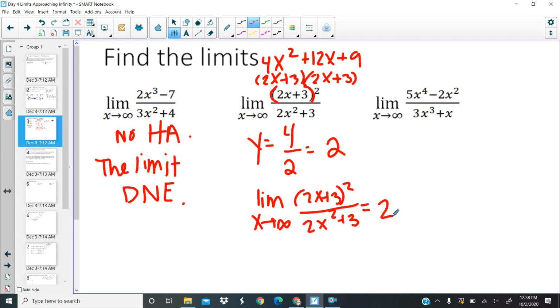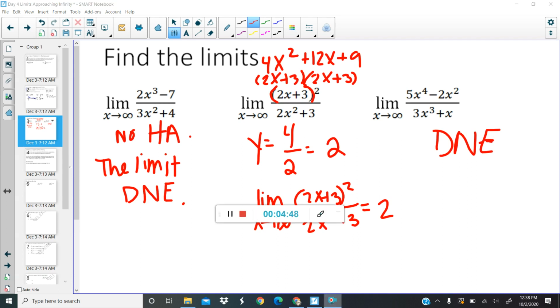And in our last one, we have 5x to the 4th minus 2x squared over 3x cubed. That's big over little again, so in that case, the limit does not exist.